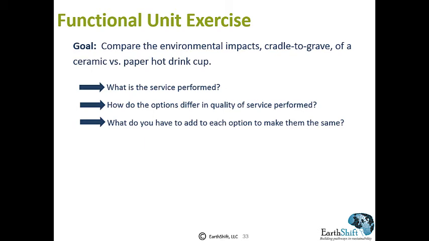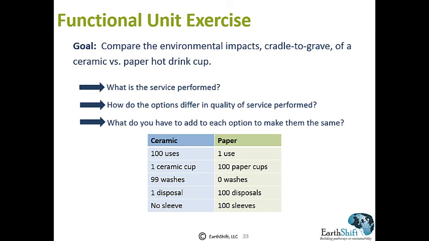It may be helpful to draft up a table like this. Our ceramic cup has 100 uses, while our paper cup only has 1. We need 100 paper cups for 100 uses. We wash our ceramic cup every time, so we have 99 washes. We never wash the paper cup. We have 1 disposal for the ceramic cup, while we have 100 disposals of our paper cup, and we have 100 paper sleeves. Through this process, you may decide that your functional unit is 100 8-ounce servings of a hot drink.